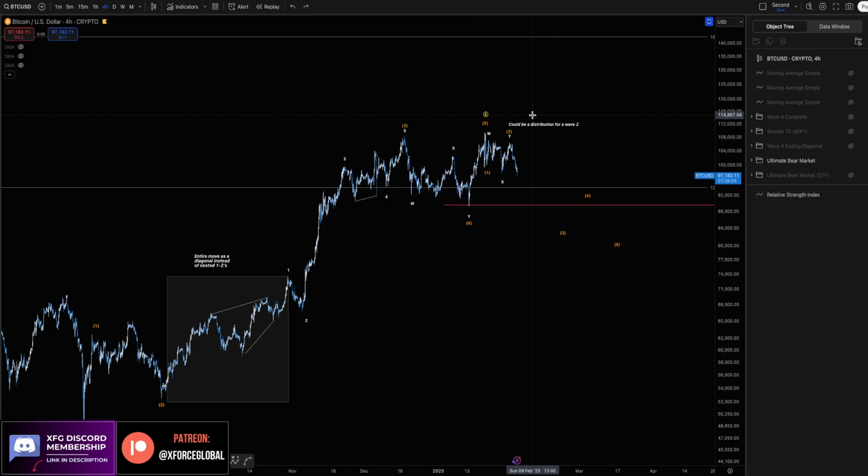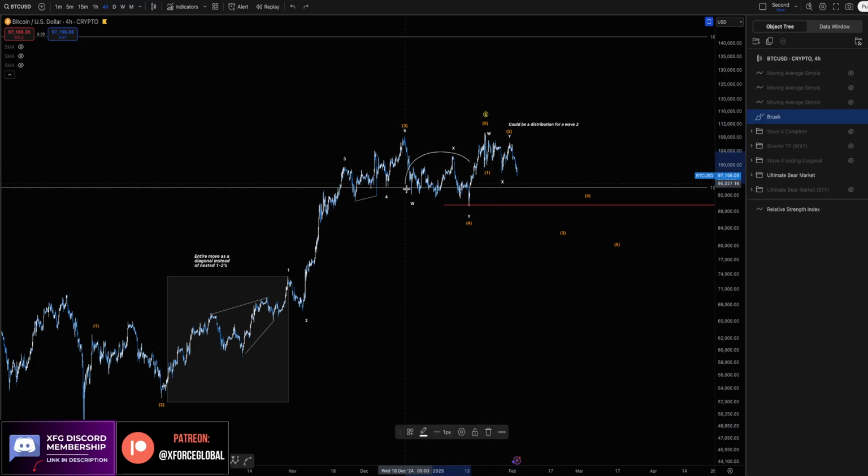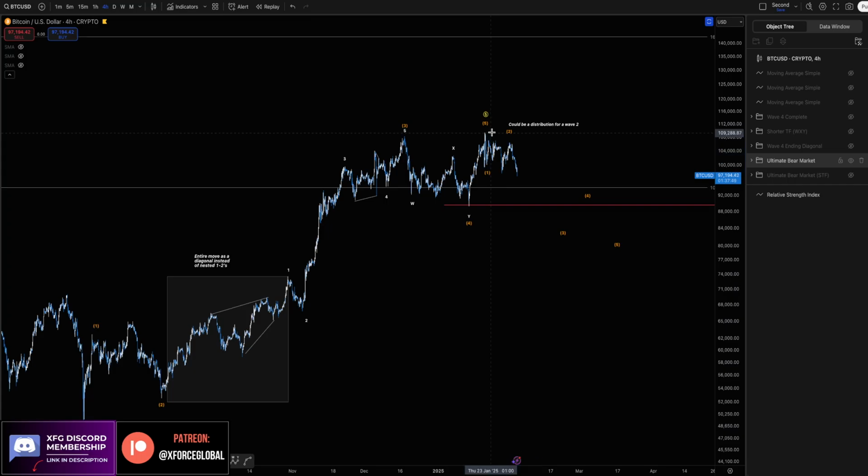Like I said, this could possibly be a distribution for a wave 2 here, as we also saw a distribution level being created here for the wave 4. So it's not going to be the best looking. Distributions are usually not the best looking after all, especially when it comes to WXYs and possibly sideways corrective structures. But this can be a possible running flat for a wave 2.